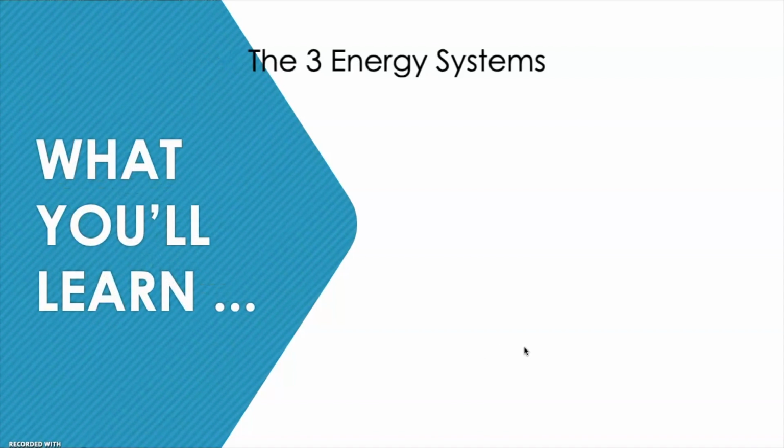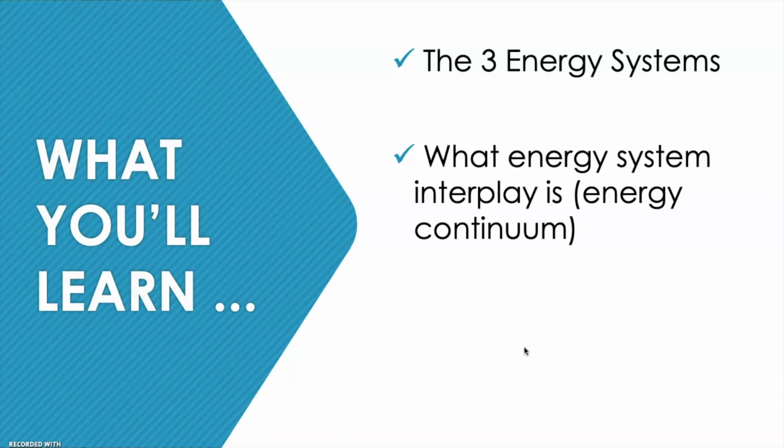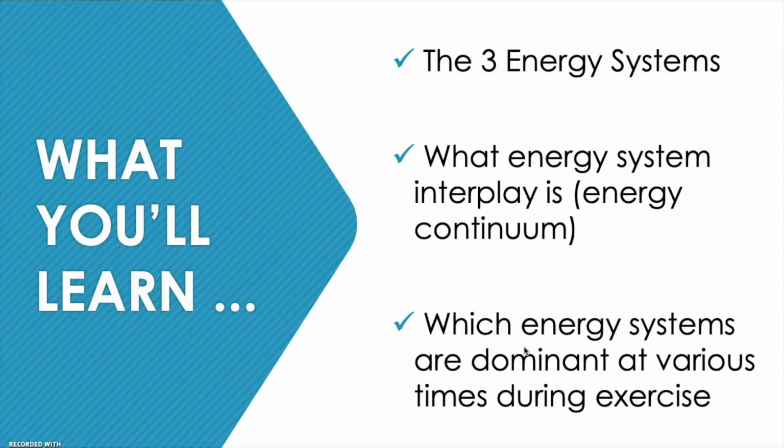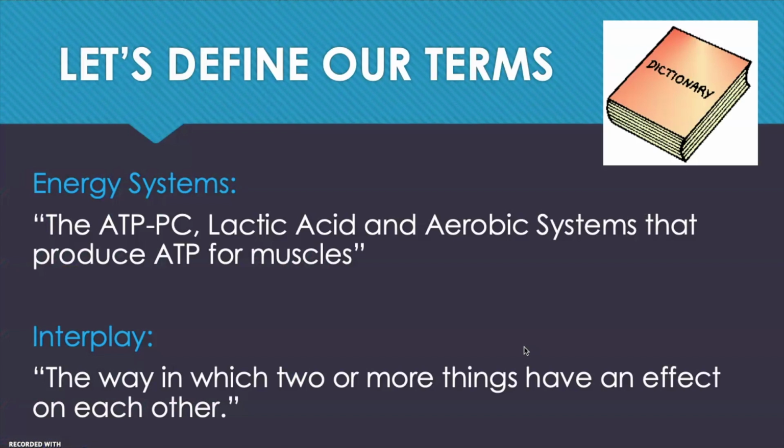So what you'll learn in this video are the three energy systems, what energy system interplay is, also known as energy continuum, and finally, which energy systems are dominant at various times during exercise. Let's get into it. First, let's define our terms. So the energy systems are the ATP-PC system, the lactic acid or anaerobic glycolysis system, and the aerobic system. These all produce ATP, which is adenosine triphosphate. What is interplay? The way in which two or more things have an effect on each other.